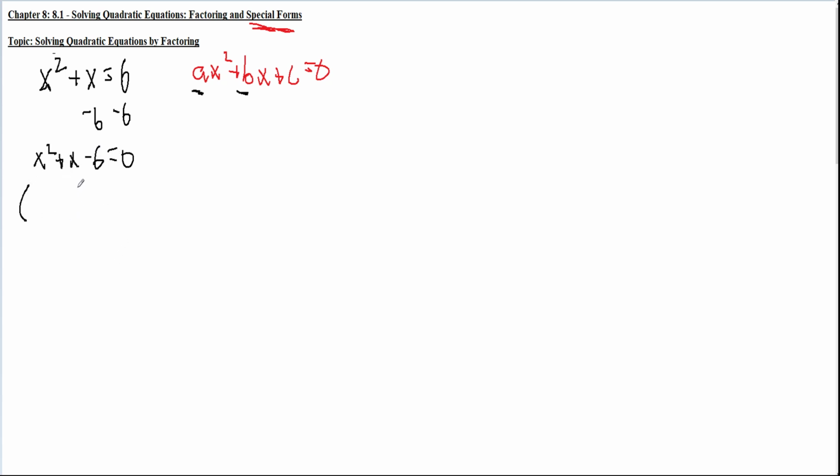And so to factor this, what we want to think of for our first spot right there is a number or variable that when multiplied together will give us x squared, and so that's obviously x. Okay, and then the second thing we want to figure out is what other numbers will be going here and what their sign is. Okay, so are they positive or negative?